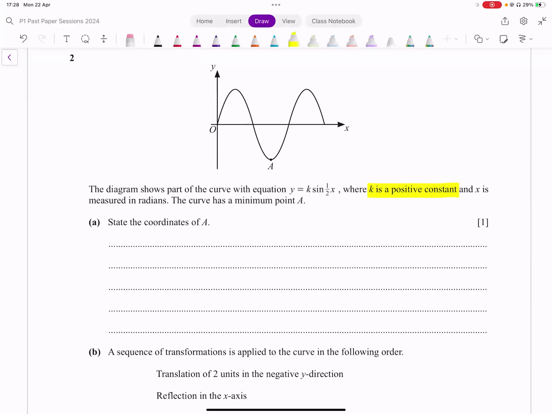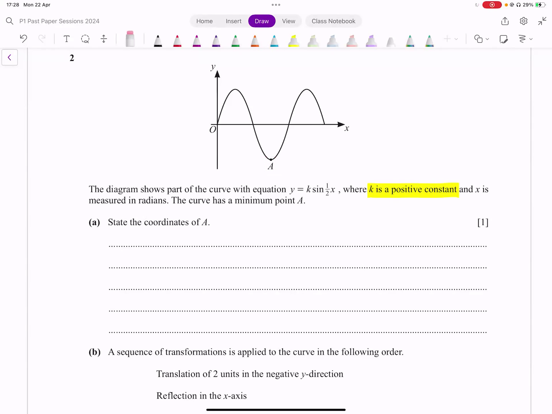The curve has a minimum point A. This is the minimum point A of the curve. We need to state the coordinates of the point A. Okay, so now what does the function look like? It's k into sine of half x, and there is no way to find the value of k here. So most likely the coordinates have to be in terms of k. Let's think about this. Okay, so the minimum point is A, and it's only a 1 mark question.